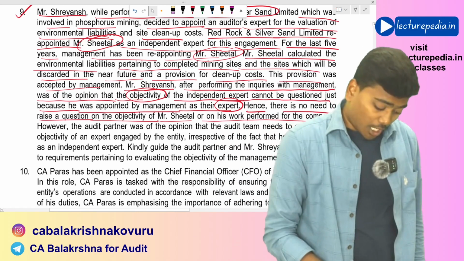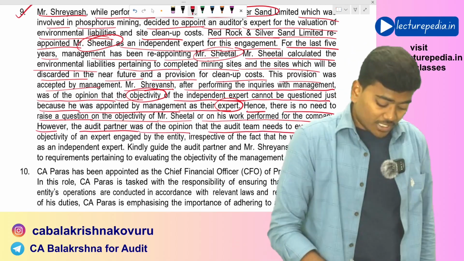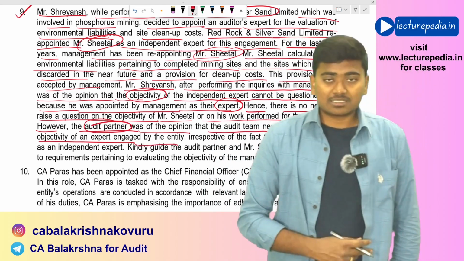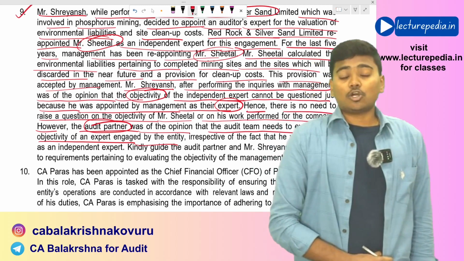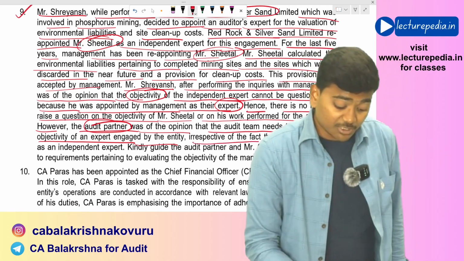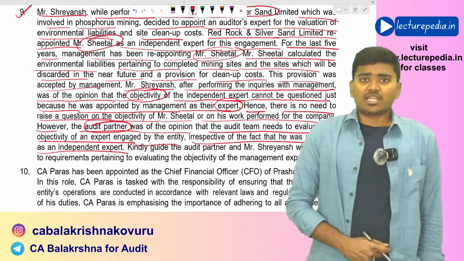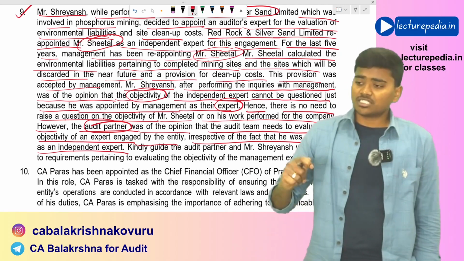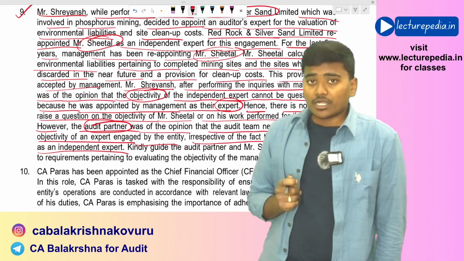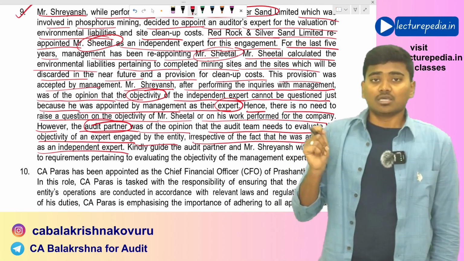However, the audit partner was of the opinion that the audit team needs to evaluate the objectivity of the expert engaged by the entity. Yes, the audit partner is correct. You must evaluate the objectivity of the management expert if you want to use his work, irrespective of the fact that he was appointed as an independent expert. Whether the management expert is an employee of the organization or an external party engaged by the organization, the auditor, before using the management expert's work, must evaluate the objectivity of the management expert.